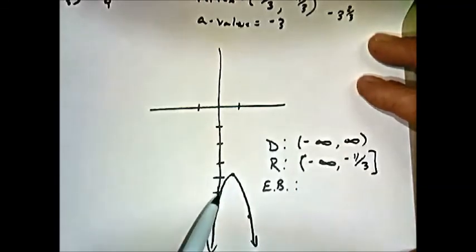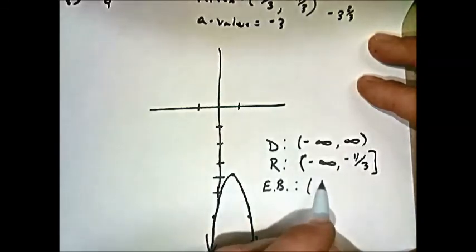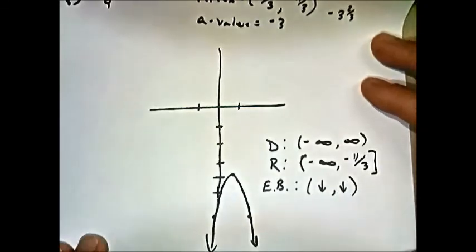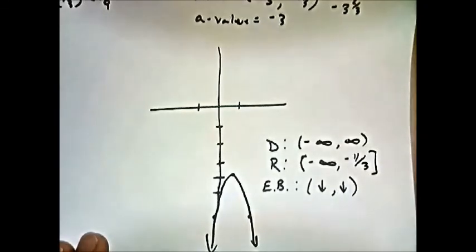Our end behavior, we start at the negatives or pointing down, and we end pointing down. So our end behavior, we say, is down and down. And there is graphing a quadratic equation in standard form.